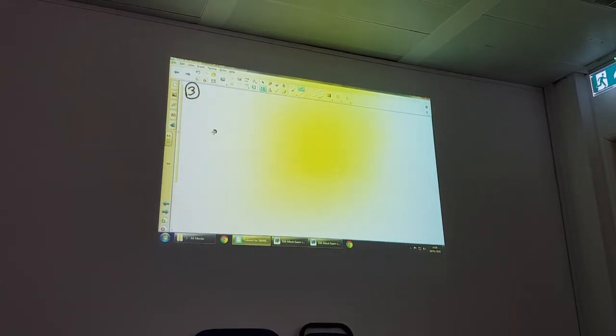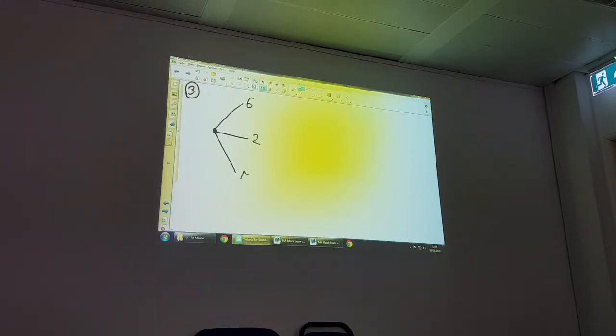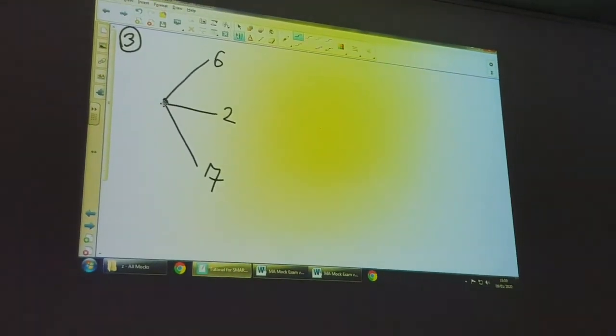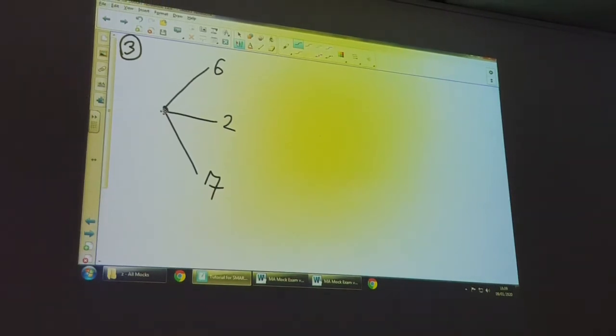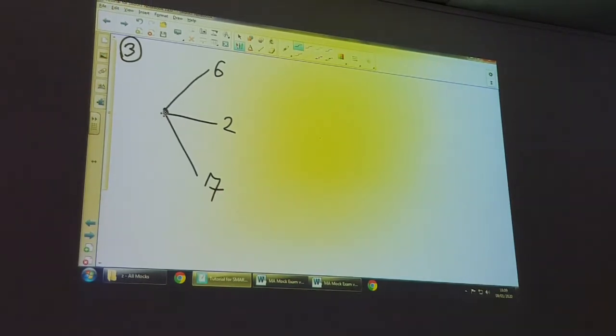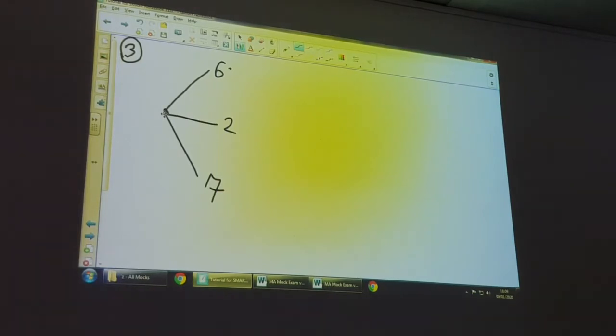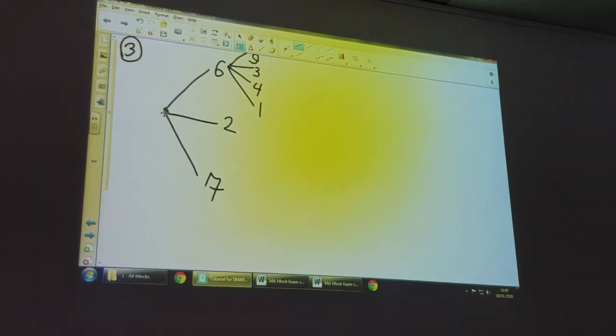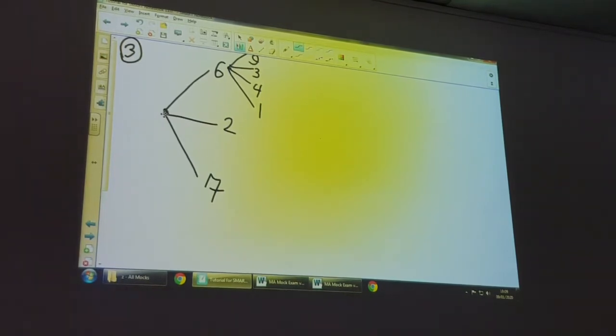From a single point, we have two experiments happening. A probability tree always grows from a single point, and it spreads into however many options you have from the first part of the experiment. So if it's a three-sided die first, it can split into three directions, because the outcome can either be 6 or 2 or 7. Three options. Now, from the question, I assume that the two dice are independent. Whatever I got from the first one has no impact on the other one. If I got a 6 originally, from the second die I could get either a 9 or a 3 or a 4 or a 1.